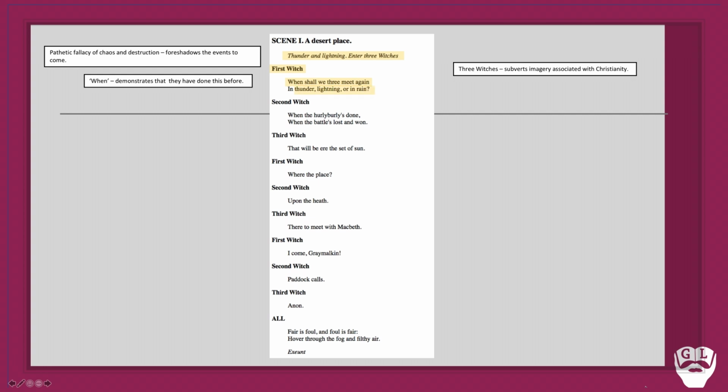And we have this list of 3, thunder, lightning, or in rain. Again, we have this reinforcement of the chaos that is coming with the witches. They are associated with misery or tumultuous weather. It's very important to notice that.